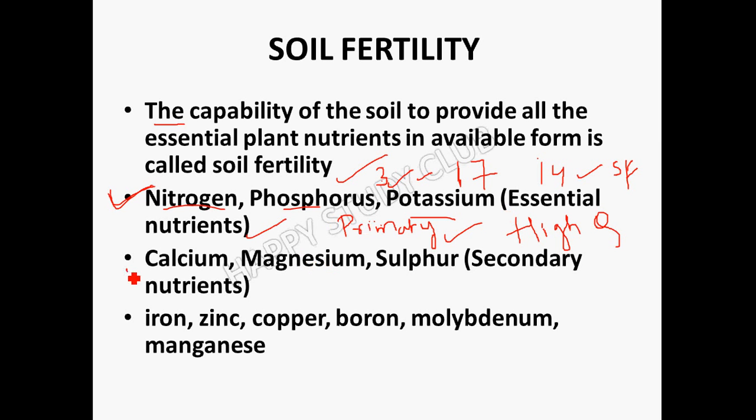Now next one is calcium, magnesium, and sulfur. Calcium, magnesium, and sulfur are known as secondary nutrients. Secondary nutrients are the nutrients which are needed by plants in small quantity, whereas nitrogen, phosphorus, potassium are needed by plants in high quantity.